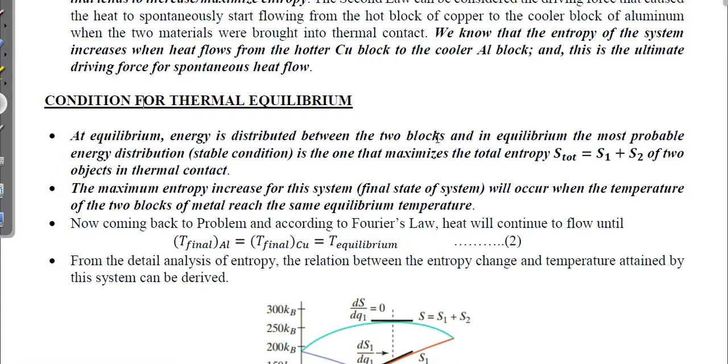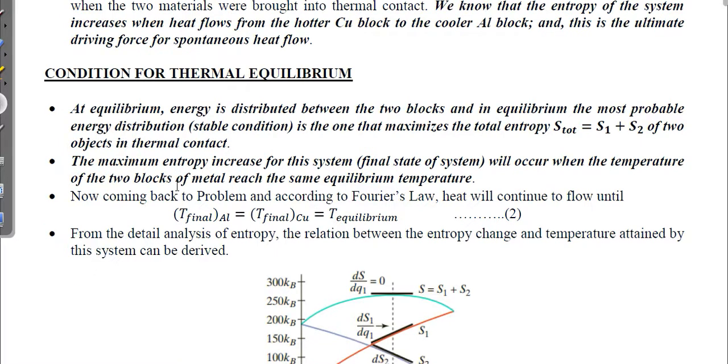We know that in equilibrium, energy has to be distributed between two blocks. In equilibrium, the most probable energy distribution, that stable condition, is one that maximizes the total entropy of the system, that is S total, S1 plus S2 of the two objects in thermal contact. So that stable equilibrium condition will be where the total entropy of the system is maximum at that point. Now we will find the condition of maximum entropy.